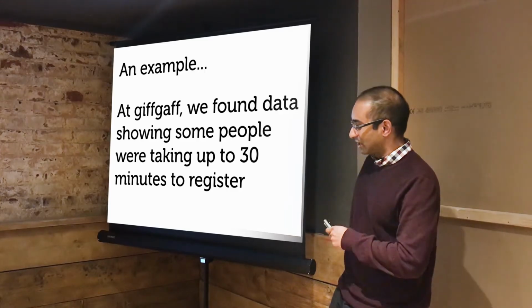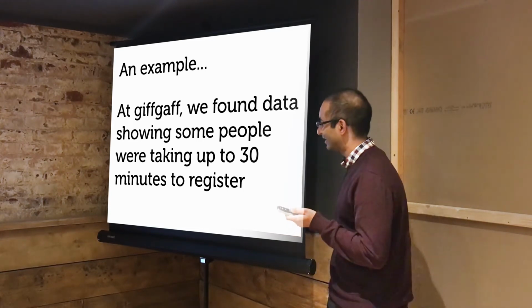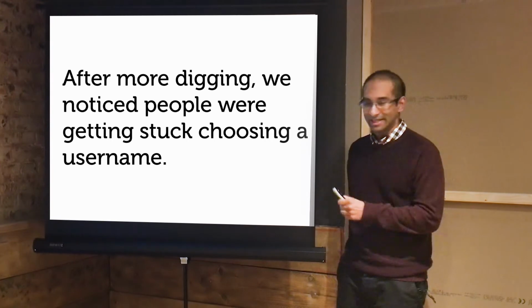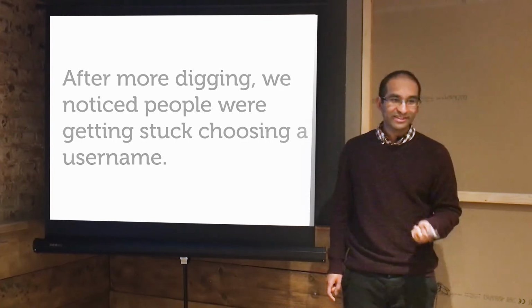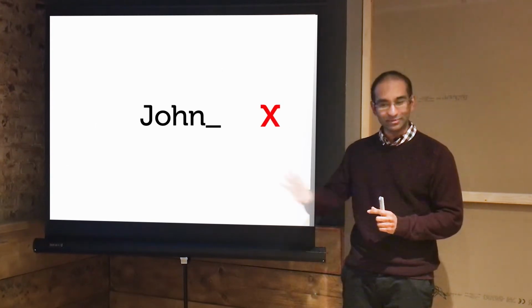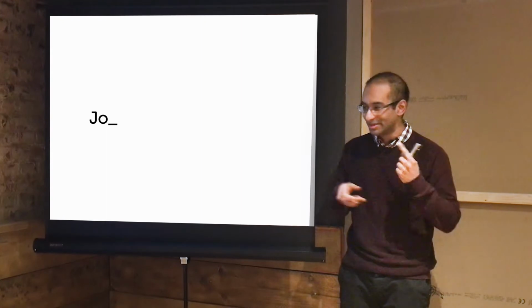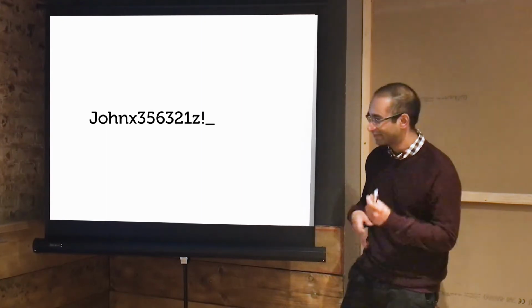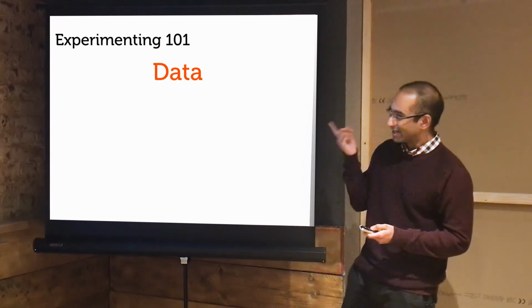So at GiffGaff, we found that some people were taking 30 minutes to register, and we thought something's a bit weird here. After digging, we realized that people were getting stuck choosing a username. So username has to be unique. So you'd come in and try John and be like, nope, John's taken. John 1, nope, that's taken as well. John 2, and it goes on and on and on. So we've had millions and millions of people joining GiffGaff, and finding a unique username was getting harder and harder. So that was our data.